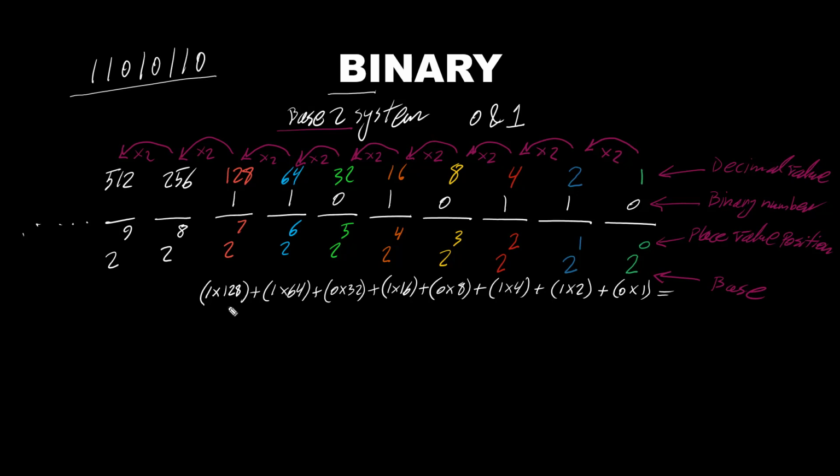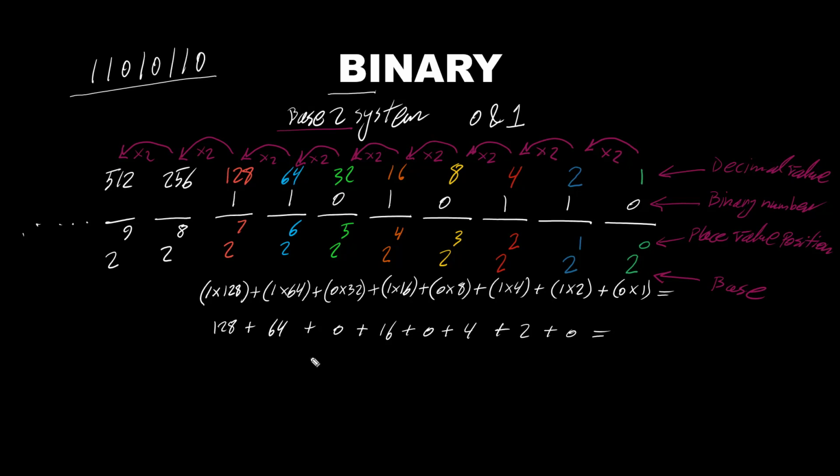So 1 times 128, that's 128, plus 1 times 64, that's 64, plus 0 times 32, that's 0, plus 1 times 16 is 16, plus 0 times 8, that's 0, plus 1 times 4 is 4, plus 1 times 2 is 2, plus 0 times 1 is 0.